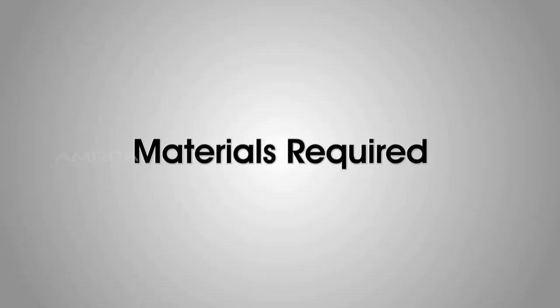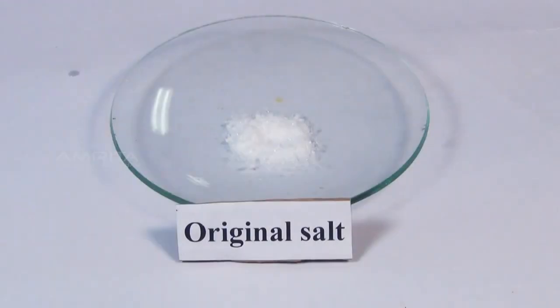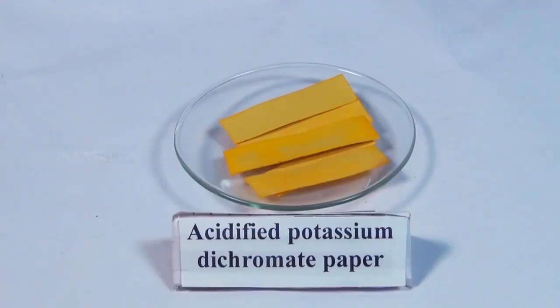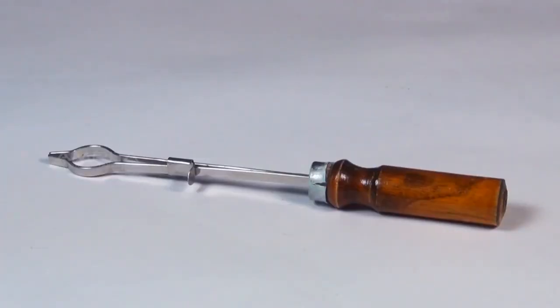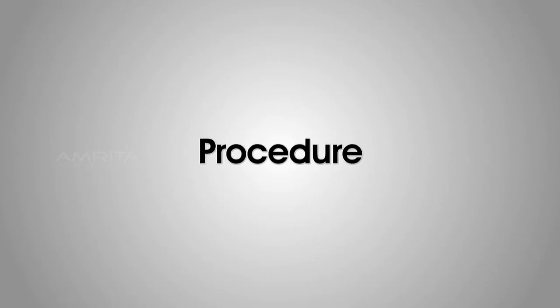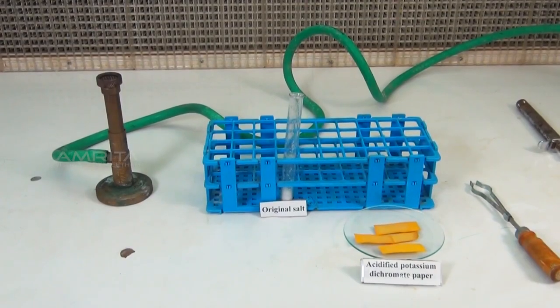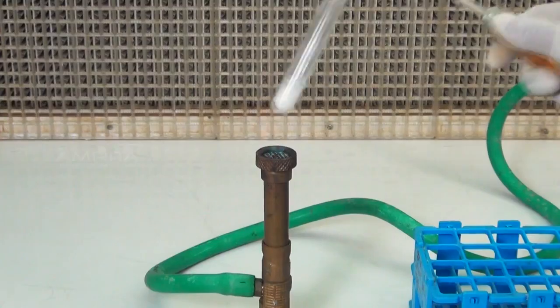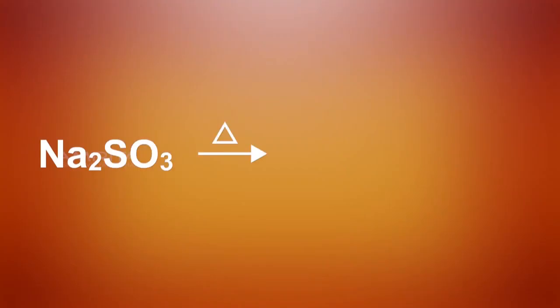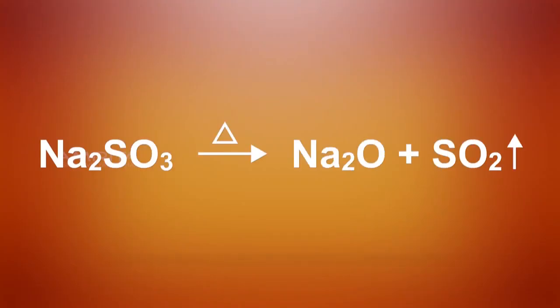Dry heating test. Materials required: original salt, test tube, acidified potassium dichromate paper, test tube holder, and Bunsen burner. Procedure: take a small quantity of the salt in the test tube and heat it over the Bunsen burner. On heating, sulphite undergoes decomposition to evolve colorless sulfur dioxide gas with a characteristic suffocating smell.